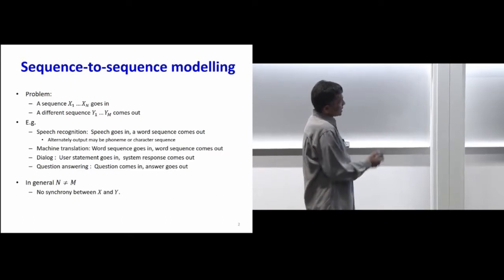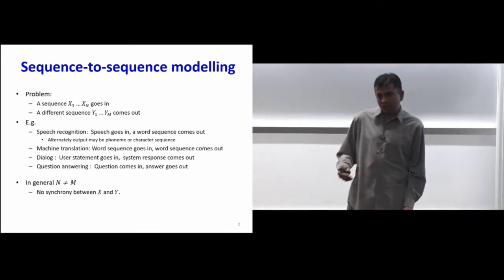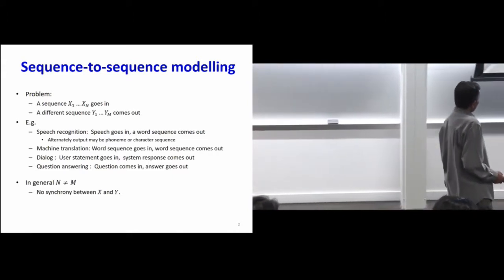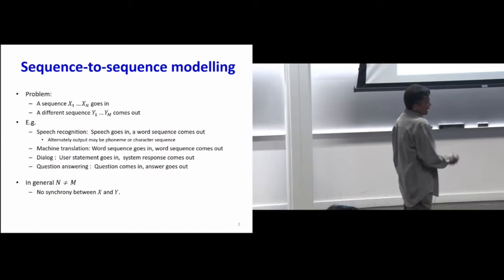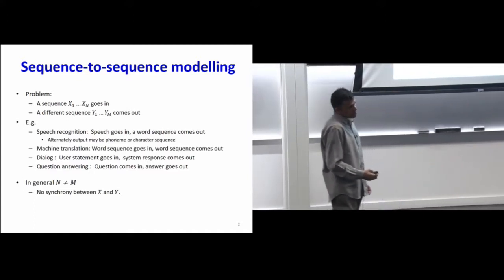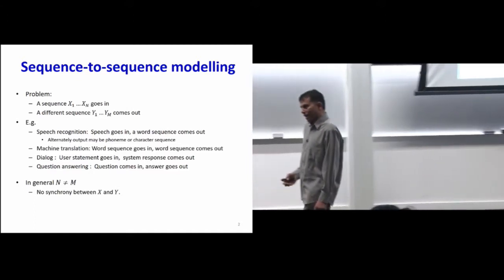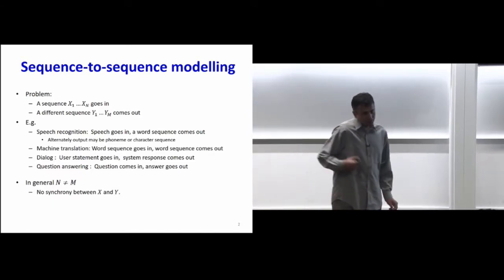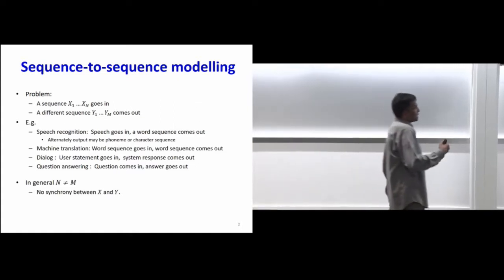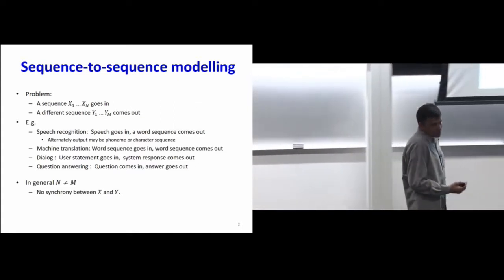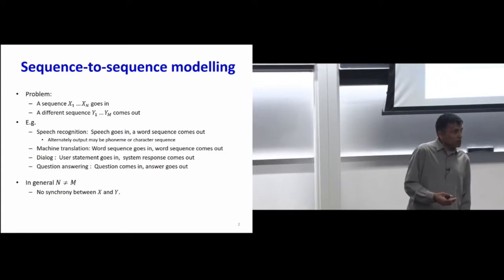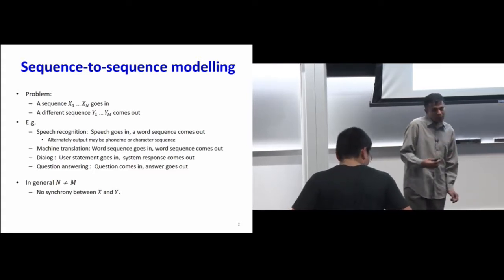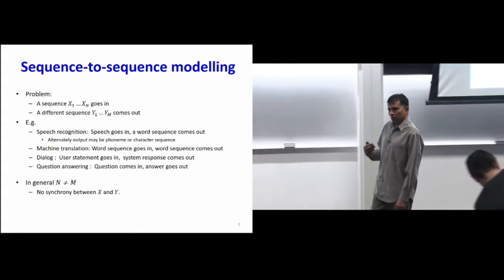So typical tasks like these: speech recognition, speech goes in, a sequence of words comes out. Or machine translation, an English word sequence goes in, a French word sequence comes out. Again, this is a sequence-to-sequence translation task. Or a dialogue system. The user's response goes in, the system's response comes out. That too is a sequence-to-sequence modeling task, also performed using a recurrent neural network. Or a question answering system. A question goes in, an answer comes out.